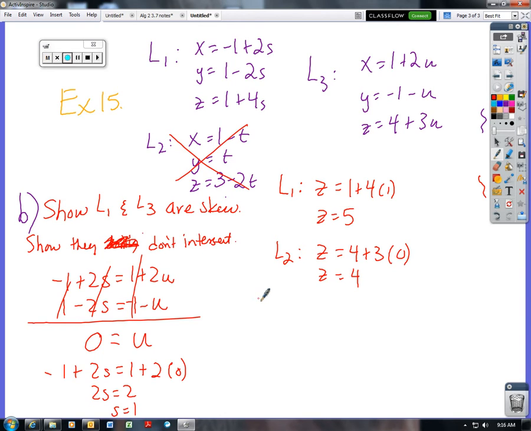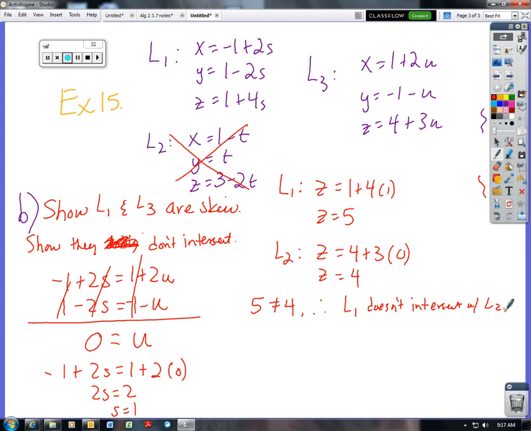So you could say 5 doesn't equal 4, therefore L1 does not intersect with L2. Okay, so like I said before, we have to show they don't intersect, but we also have to show that they're not parallel, because if they were parallel, then they wouldn't be skew.